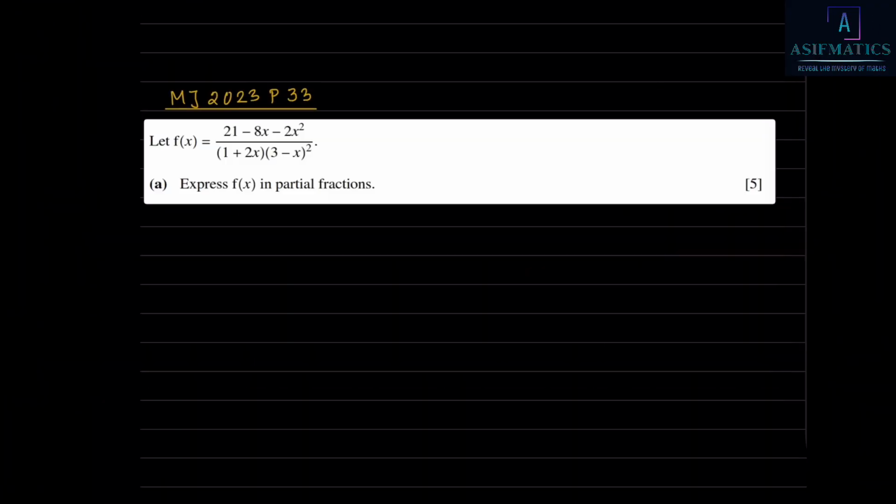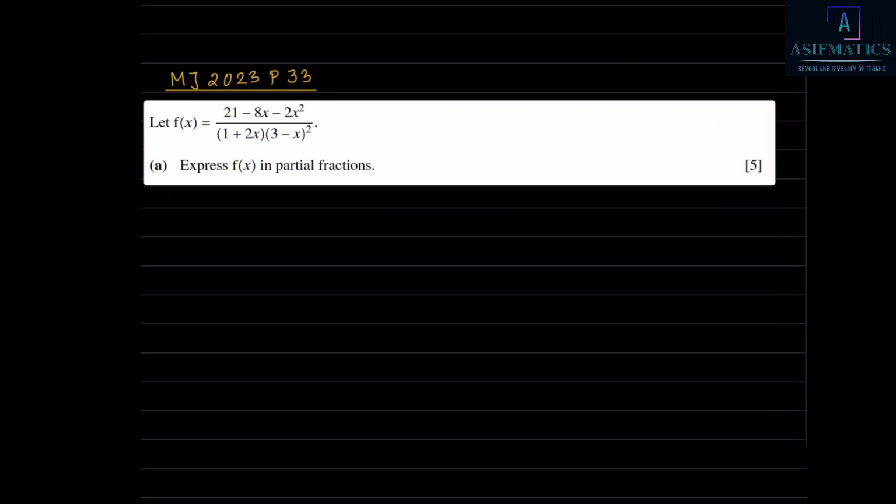This is the problem of May-June 2023, paper 33. So again, this is a similar kind of partial fraction, and while you try to solve this problem, you need to first check whether it is proper or improper. As we know, for the proper and improper check, we need to see the maximum power of x in the numerator. In this case, our maximum power of x in the numerator is 2.